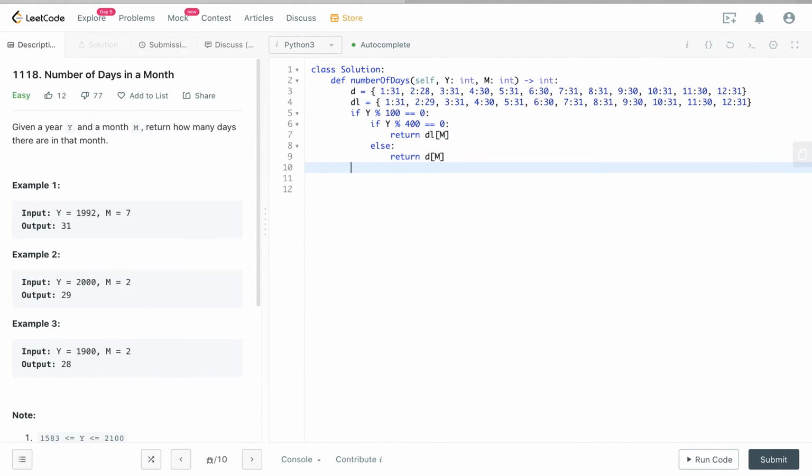Okay, so after handling those years that can be divided by 100, those left are just the years that cannot be divided by 100. So we just have to check if y can be divided by 4. If it is, then it's a leap year.